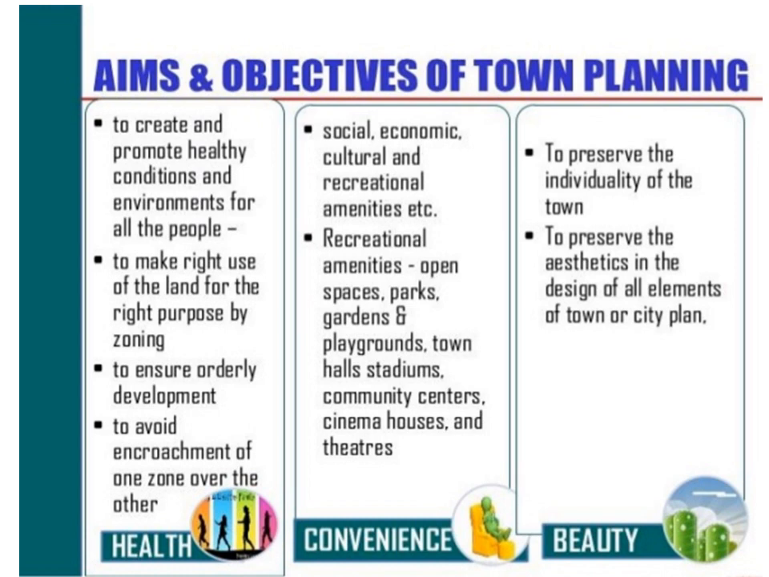Whereas convenience, social, economic, cultural and recreational amenities etc. are provided or to be located which are convenient for the citizens of the town. Also recreational amenities, open space, parks, gardens and playgrounds, town halls, stadiums, community centers, cinema houses and theatres should be located at a convenient place so that the citizens of the town can meet and enjoy the activities thereon.